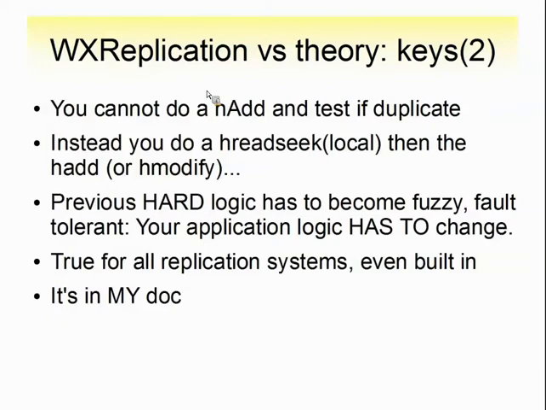So, because you cannot have unique keys anymore, what you were doing before is not usable anymore. I'm sure you were doing HAdd, and if you had a duplicate error on the HAdd, you would say, oh no, yellow is already used. You cannot do that anymore. That's the end. Instead, you're going to do HReadSeek on yellow, local to your database, of course. Check that there's no other yellow before you add your record. That's how it's going to be.